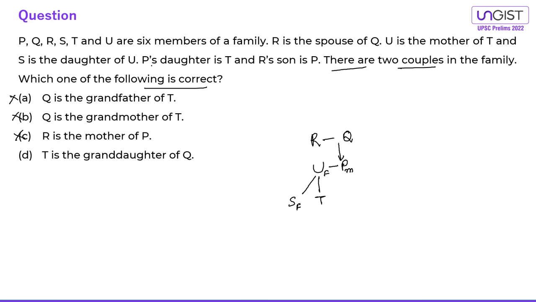P's daughter is T. See everyone, here they are saying P's daughter is T, so it means T is female. So T is the granddaughter of Q. Yes, that is very much sure. D option is the correct choice. Okay, everyone. Now let's move to the next question.